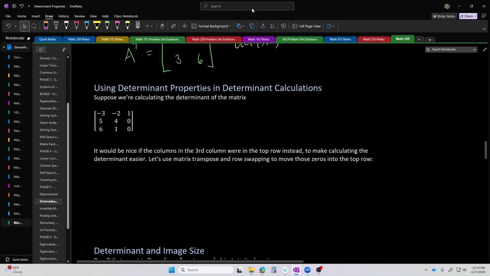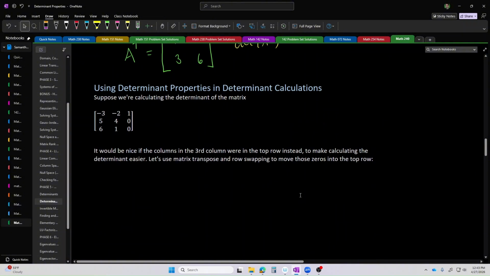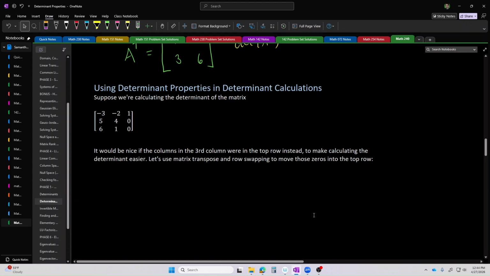Let's practice using some of these properties in a determinant calculation. For example, here, suppose I was given this 3 by 3 matrix and someone asked me, can we calculate the determinant of this matrix, please? Now, from our exercises yesterday, we know that it's really valuable when you're calculating determinants to have zeros in your matrix in key positions.